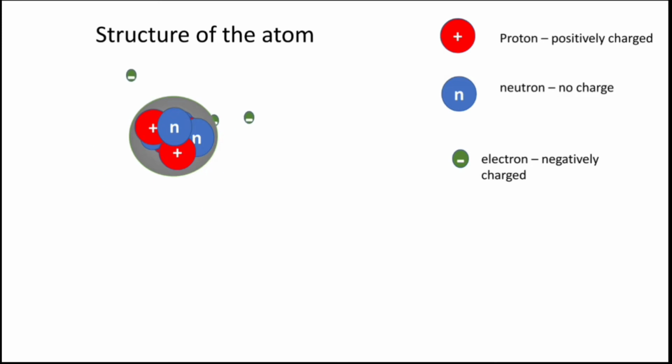So the protons and the neutrons form this core, which we refer to as the nucleus of the atom. Most of the matter of the atom is actually the nucleus. Most of the mass of an atom is, again, the nucleus. Because the protons and neutrons are found in the nucleus, we often refer to them as nucleons.